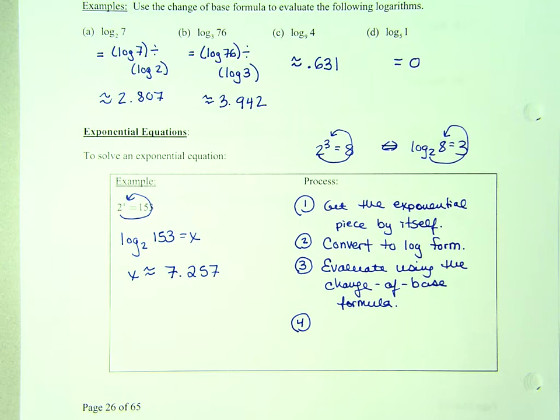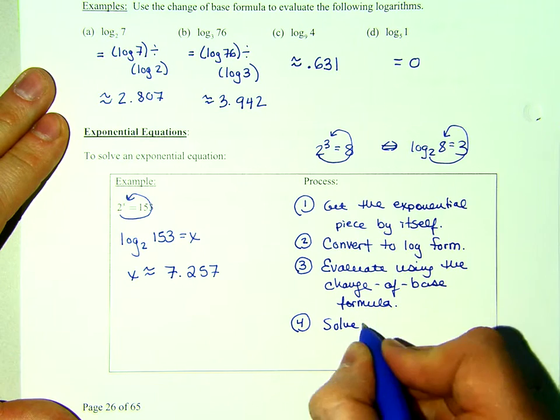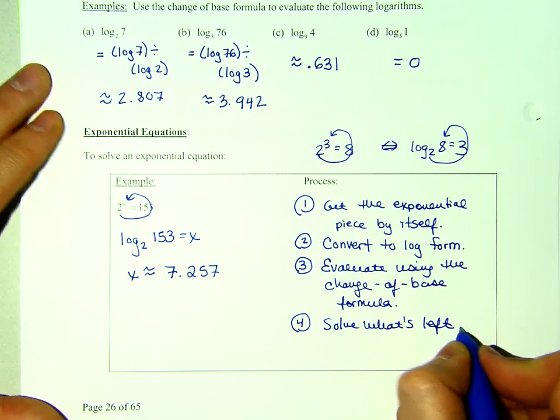We're just going to solve what's left. No, not what you're thinking. That'll come later. We're going to solve what's left. So if we had like 2x minus 3 equals this number, well, I would add 3, divide by 2. Solve what's left. We'll see one of those in a moment. It's really not going to be a big deal.